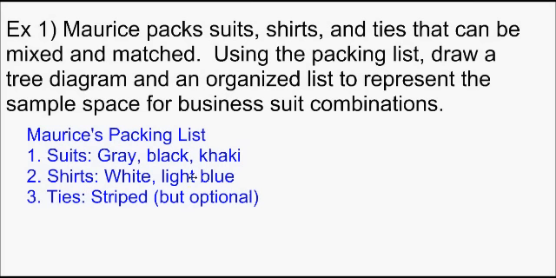So what I'm going to do first is abbreviate each of these terms so that I'm not writing out gray, black, khaki 100 times. So gray will be G, black B, and khaki K. For shirts, I'm going to use white, so W, and light blue, I'm going to use L. You could write LB if you want to. And then tie or no tie, so tie and no tie.